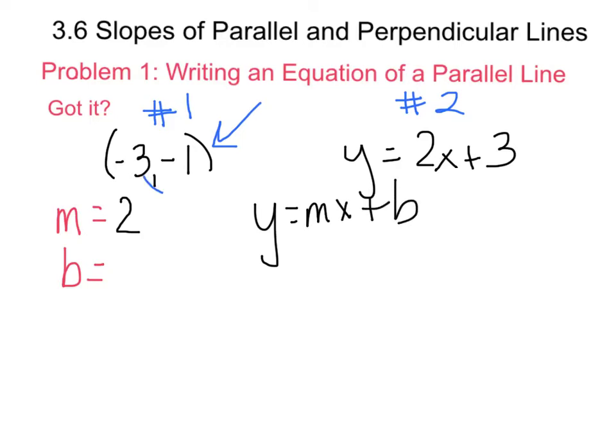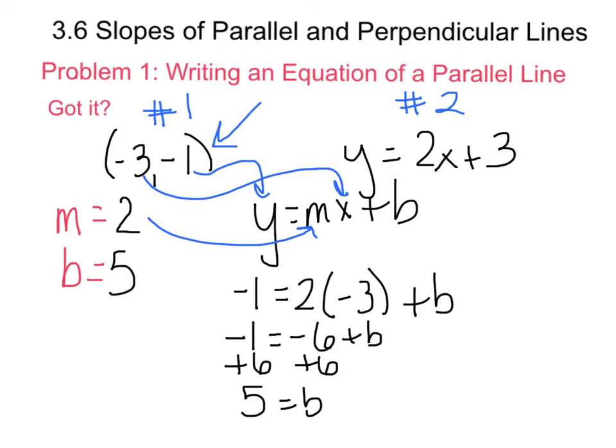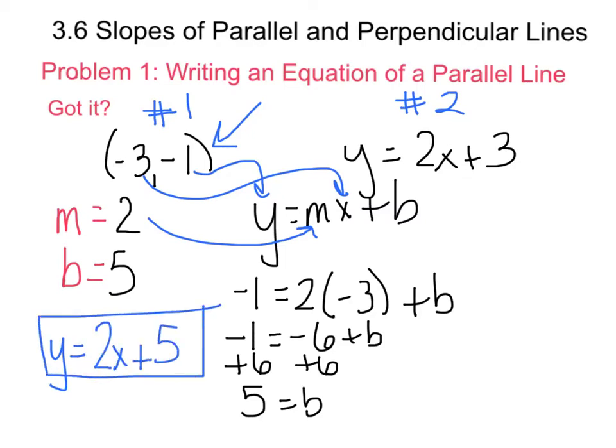We plug in our x, we plug in our y, and we plug in our m. That would give us the equation -1 equals 2 times -3 plus b, which would be -1 equals -6 plus b. We add 6 to both sides, and that gives us 5 equals b. So I write my equation, y equals 2x plus 5. You have to find the m and the b and use that to plug it into slope-intercept form.